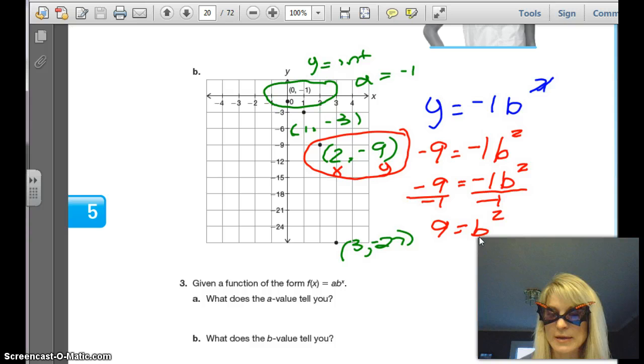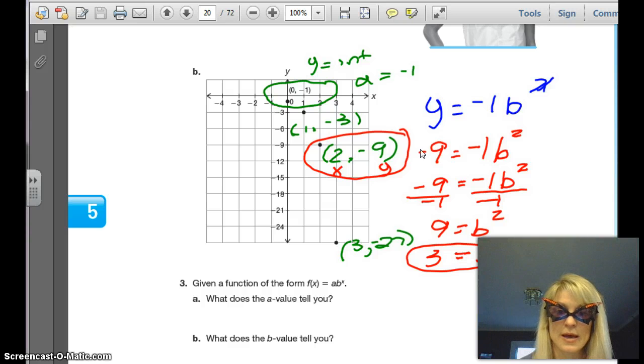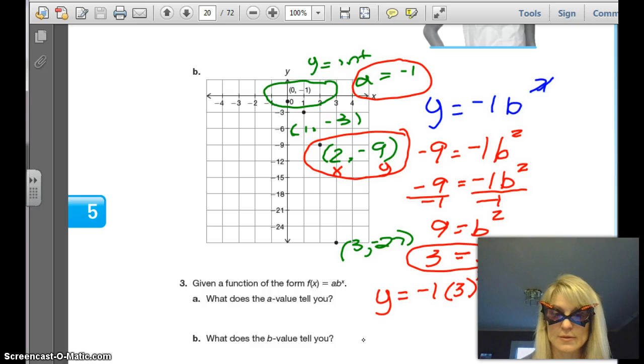So I think about what number I could put in for b so that when it's to the second power it equals 9. Hopefully, with all our work on perfect squares, I think about if I put in a 1 here, I'd get 1 squared. That's not 9. If I replace b with 2, I'd get 2 squared, which is 4. That's not 9. But if I put in 3 for b, 3 squared is 9. So b must equal 3. So now I have my b, I have my a, and so now I can write my equation. Y equals negative 1 times 3 to the x power. And there you have it.